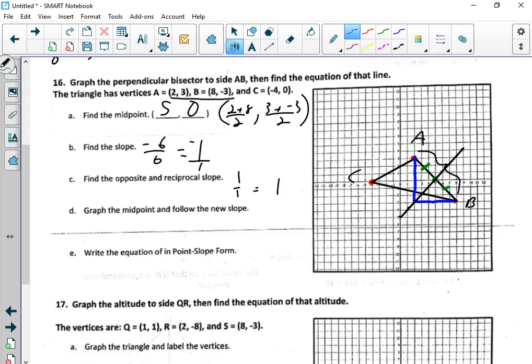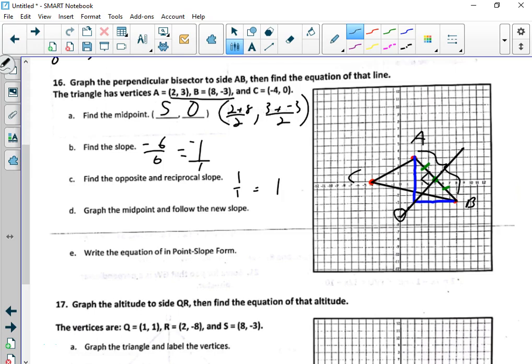And therefore, we know now that this is perpendicular and is bisecting. Now it says write the equation in point-slope form. Okay. Well, slope-intercept would be very easy because we can see it goes through negative 5 and it has a slope of 1. So that's y equals x plus 5. But we're going to do it in point-slope form.